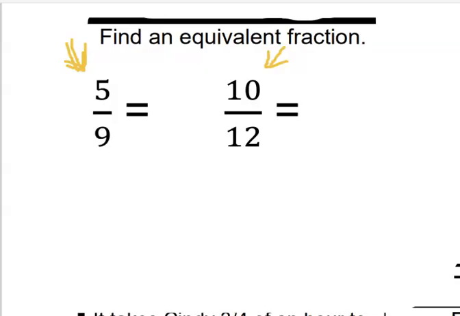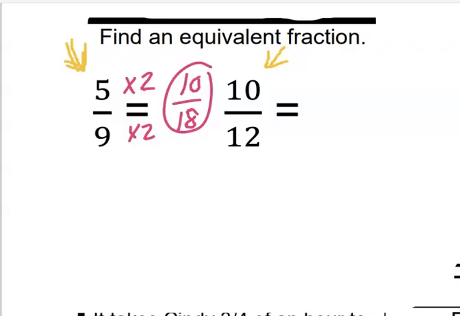So basically what I would think would probably be a good idea is just take it and multiply them both by 2. So if you do this times 2, do this times 2, 5 times 2 is 10. 9 times 2 is 18. There we go. That's an equivalent fraction to 5 over 9. Okay, we could have done 5 times 3, we could have done 9 times 3, we could have done 5 times 17 and 9 times 17. It doesn't matter. It would have been an equivalent fraction.